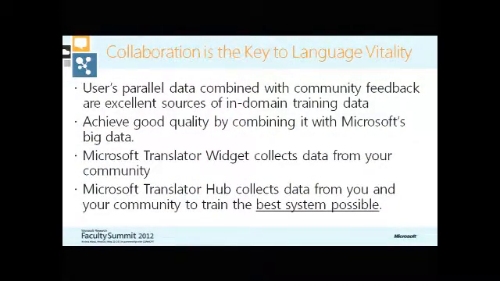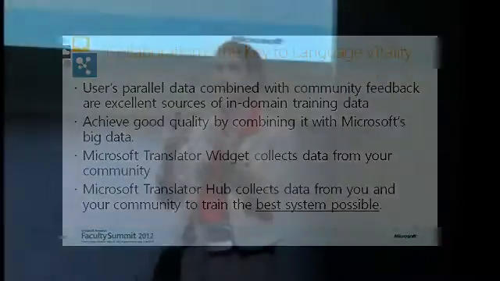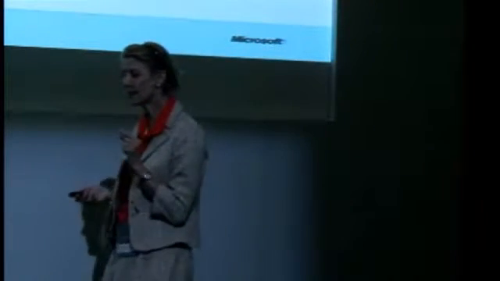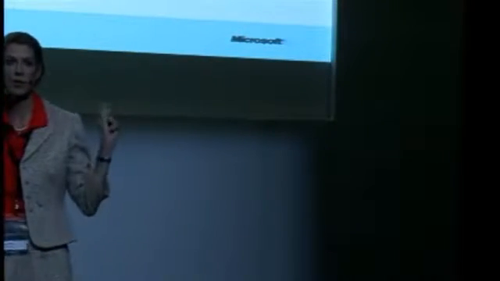So collaboration is the key to vitality. Data may be the key to building the translation model. Collaboration is really how you keep it vibrant, how you keep it evolving. And so what you want to do is get a lot of really good parallel data from within a domain from your community. You can achieve the higher quality by tapping into Microsoft's big data models. And then the Microsoft Translator widget collects data also from your community. And in order to build the best system possible, you can use the Translator Hub.